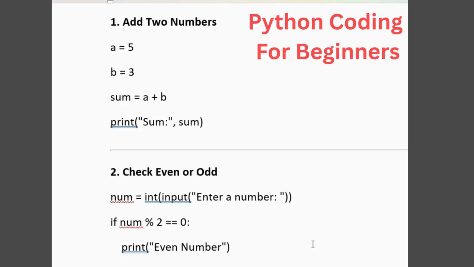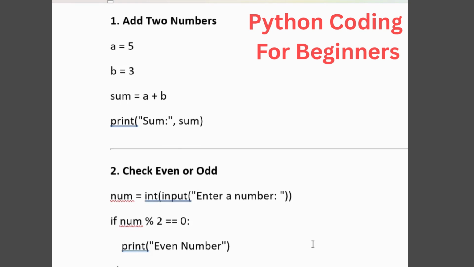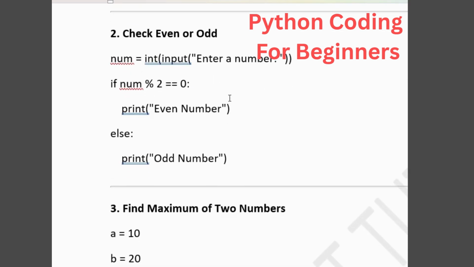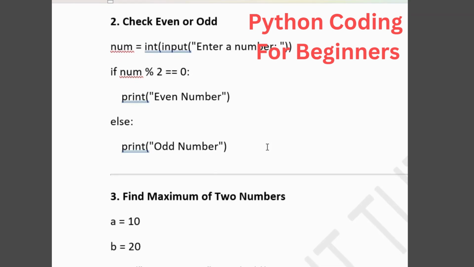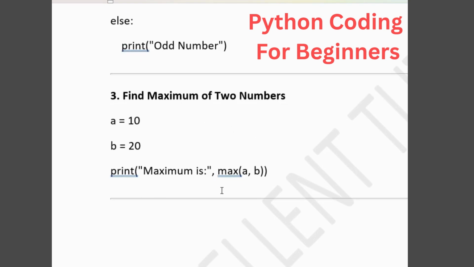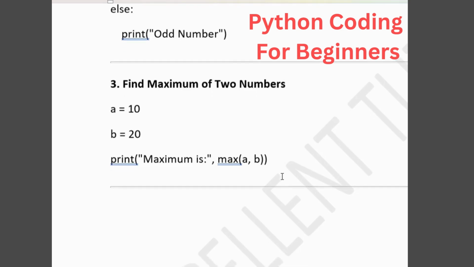Python coding for beginners. Program 1, add two numbers. To find the sum of two numbers, check even or odd. If number divided by 2, it is even, otherwise it is odd number. To find the maximum of two numbers, max a comma b.